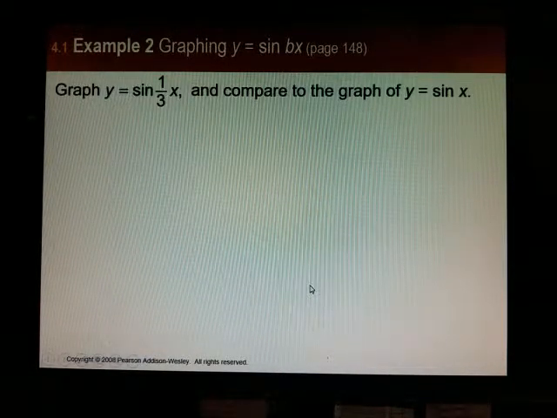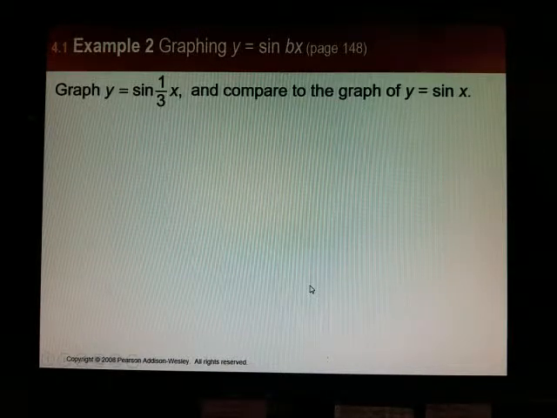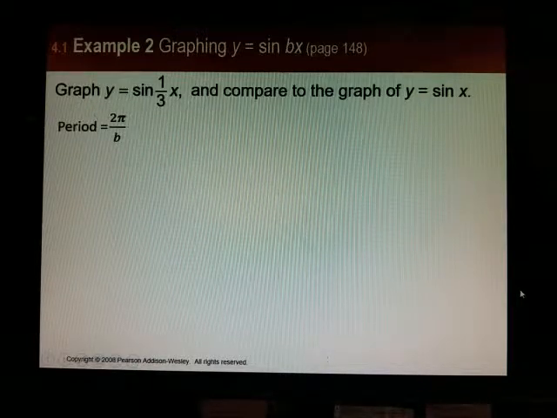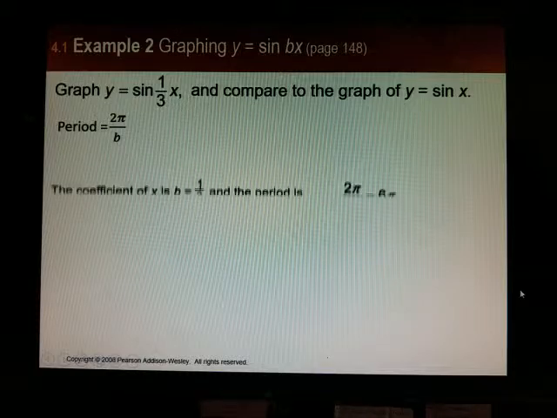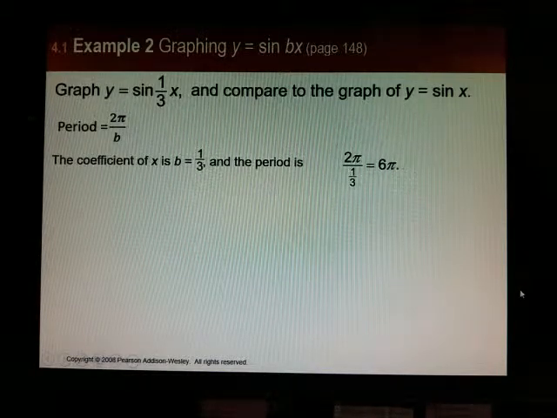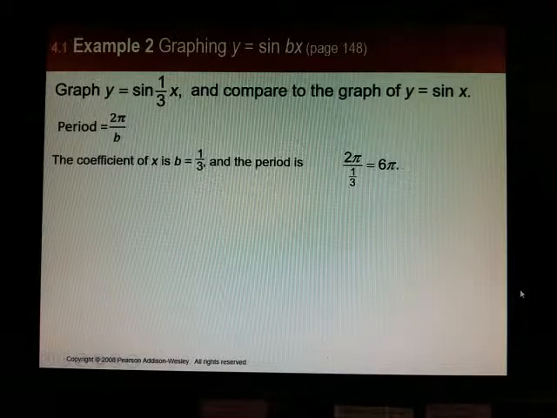All right, so for our next example. I want the sine of 1/3 of x, and we're going to compare that to the sine of 3x. So first off, the period. The period is 2 pi divided by the coefficient of x. So I need 2 pi divided by 1/3. Well, therefore then, 2 pi divided by 1/3 would be 6 pi. So it's going to take 6 pi units to finish the complete graph of the sine of 1/3 of x.